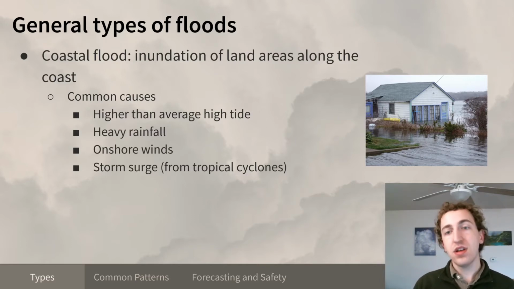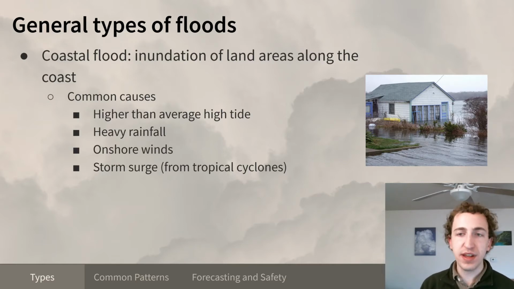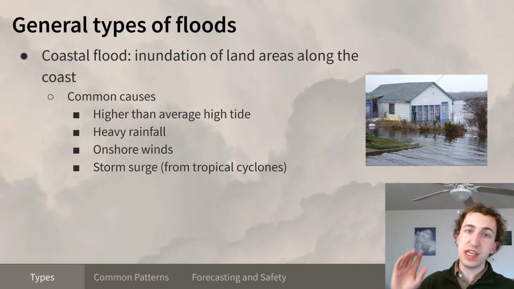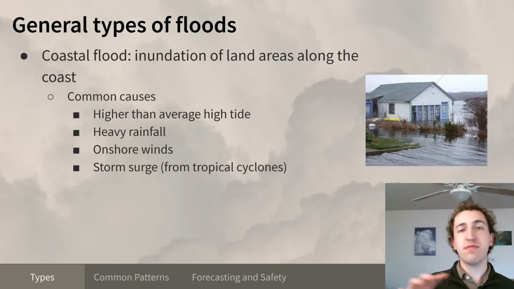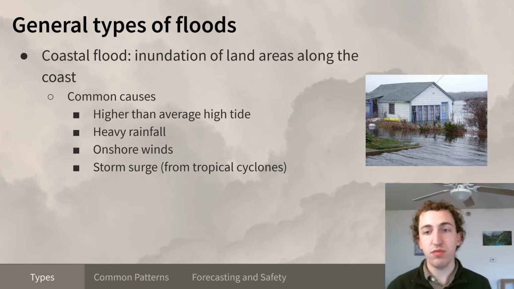Common causes: higher than average high tide. It's a combination effect, where just the normal cycles of the tides sometimes exceed that, but typically you're going to see one of these other things with it, where there's heavy rainfall in the area, so more water that isn't taken out from the coastal region as usual. Onshore winds, where you basically get dynamic forcing of the water being pushed farther onto shore and up to higher levels than it normally is.